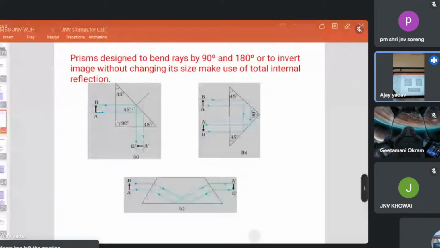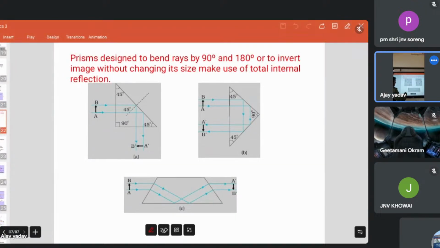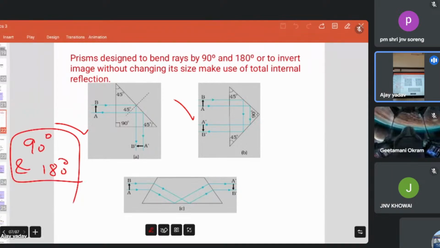This is also an application of TIR: the prism. This was left there. This is the isosceles glass prism, which can turn the object by 90 degrees and 180 degrees. If we take this prism in this shape, then consider AB is the object. From A and B, the top and bottom of the object, rays will be incident on this surface. Consider this surface is PQ, and this point is R.